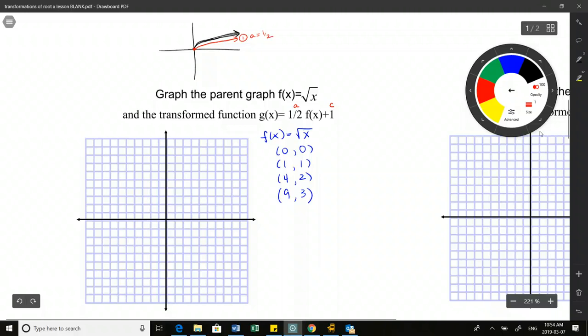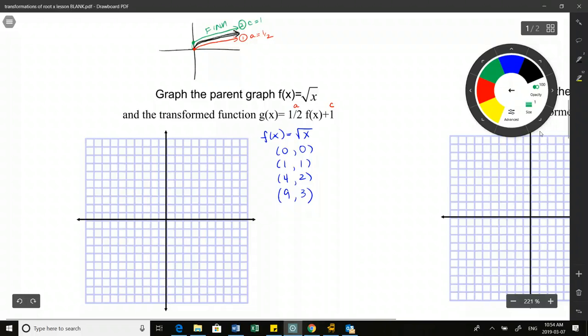And then from there, what does the c value of +1 do? It's shifting everything up 1 unit. So if we shift up 1 unit, it would kind of look like this. So this is the final graph with the shift up 1 unit.